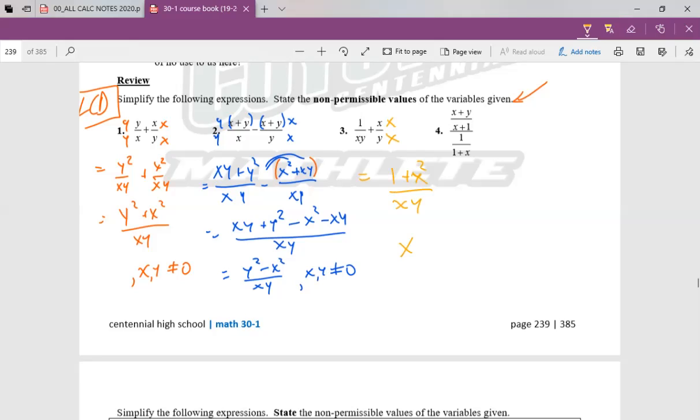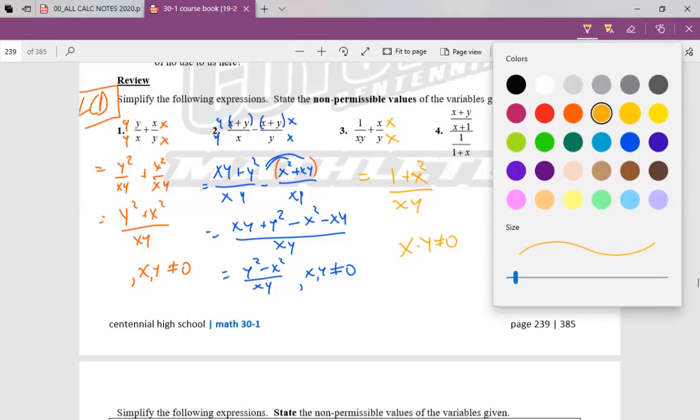Sometimes you'll see that x and y can't equal 0. Sometimes you'll see it written like this. And if you think about it, x times y can't equal 0 means the same thing. If x is 0, or if y is 0, or both, or either of them. The only way that the product of them can equal 0 is if one or either of them are equal to 0. That's it.